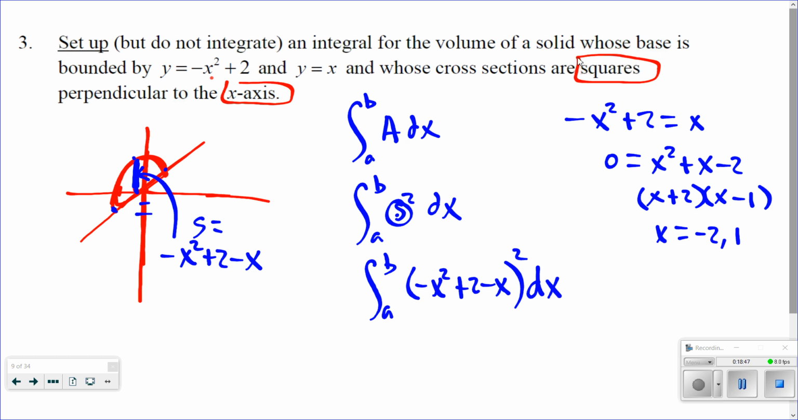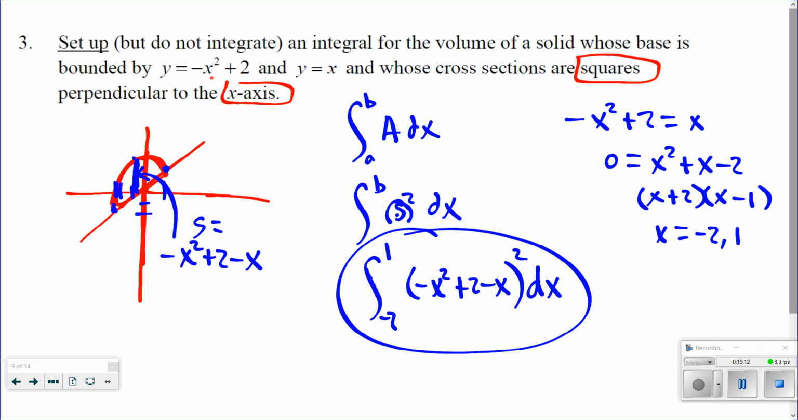That's your positive 1. Sorry, your negative 2 over here. Right, we're looking at the x, not the y. Sorry about that. That's your negative 2, and then the 1 over there is where that one crosses. Okay, so fill those in, and I have my answer. So we're doing the integral from negative 2 to positive 1 of that. If I integrate that and solve it, that will give me the volume of that figure.